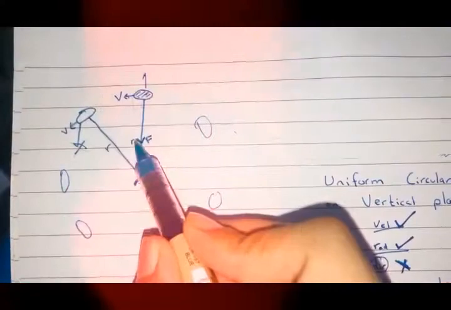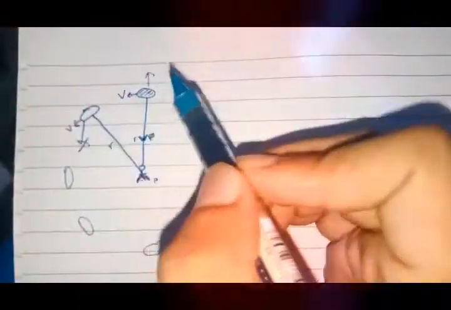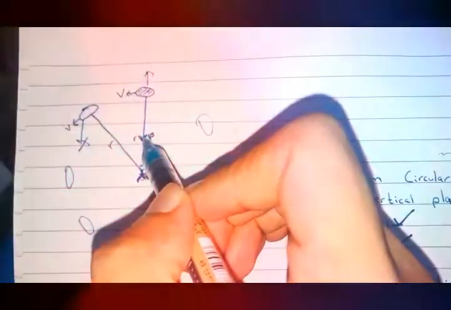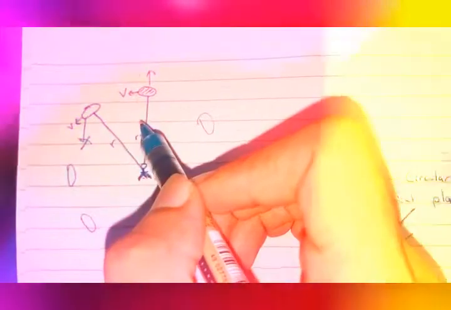So we know there's a force acting downward. We cannot add a force upward because it's going to change the speed. There's a force perpendicular to the velocity. So let's go a split second into the future.